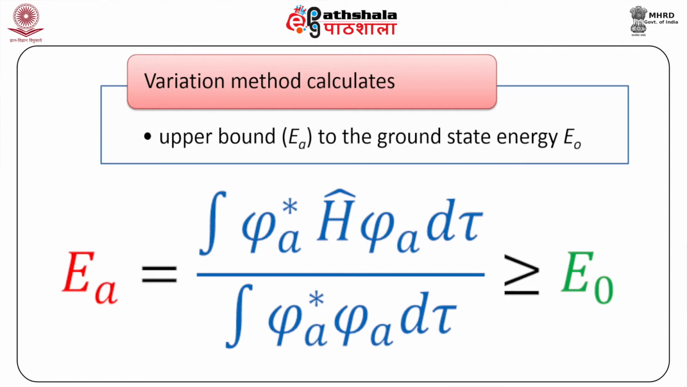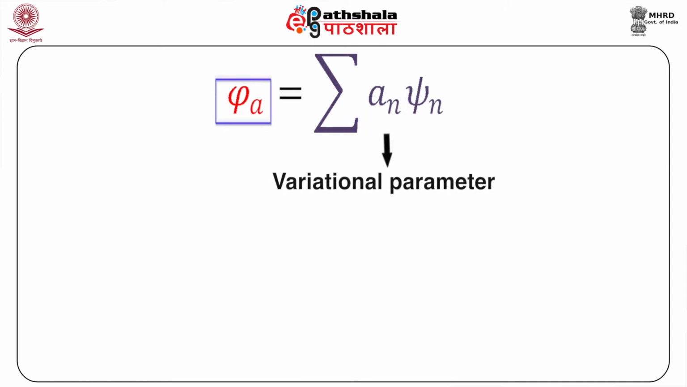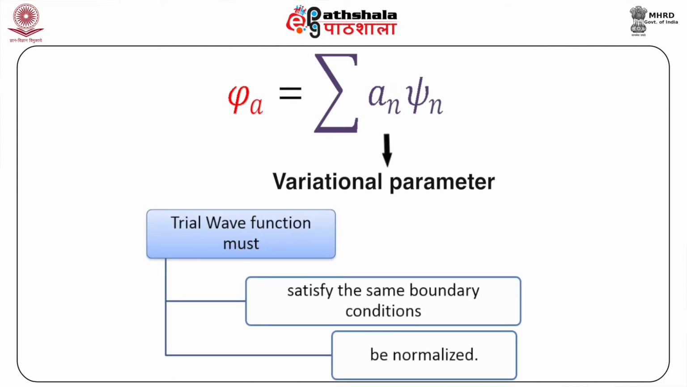A trial wave function can be taken as a linear combination of n linearly independent functions as given in equation 2, where a_n refers to the variational parameters. So, psi_A, that is the approximate function, can be expressed as a linear combination of orthonormal sets of functions psi_n. The trial function so chosen must satisfy the same boundary conditions as the exact wave function and should be normalized.